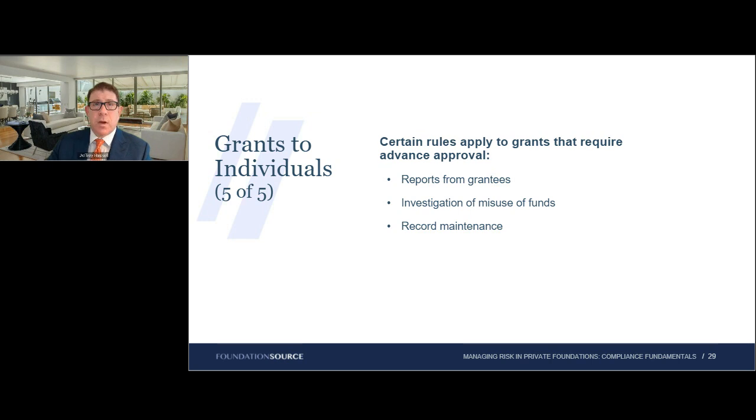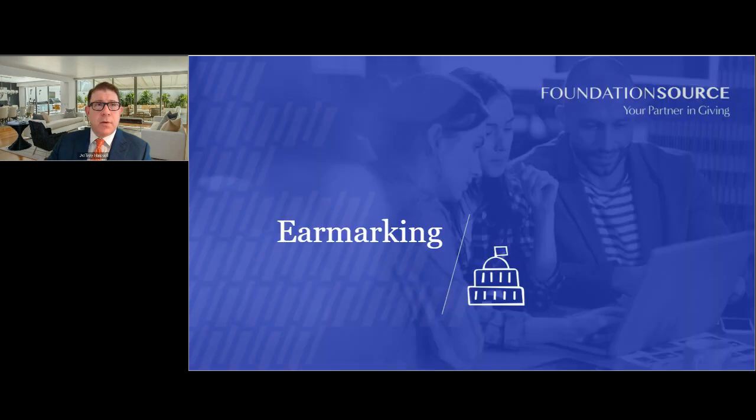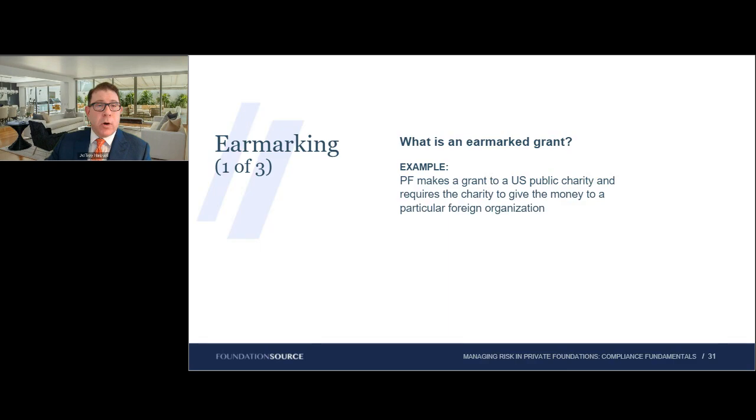So let's take a little closer look now at earmarking, something I went over before, but worth going over in a little more detail because it's so commonly overlooked and misunderstood. As I said earlier, an earmark grant is a grant to an organization that we'll call the direct grantee. And in this scenario, the grantor requires the direct grantee to re-grant the grant funds to another organization or to an individual that we'll call the indirect grantee.